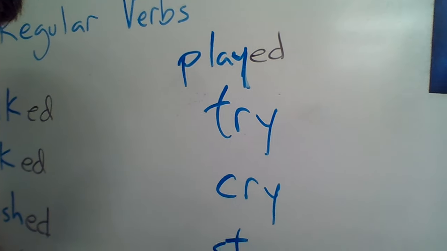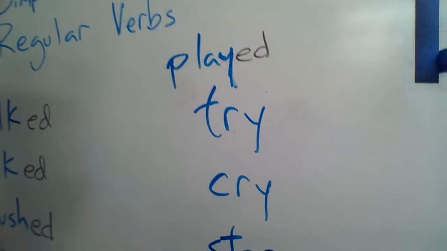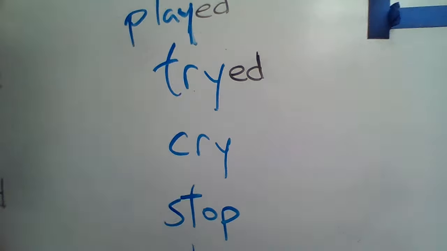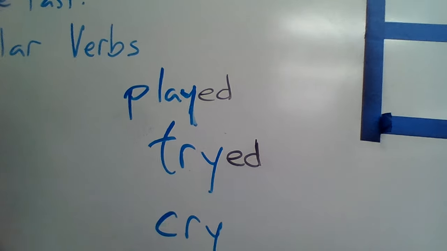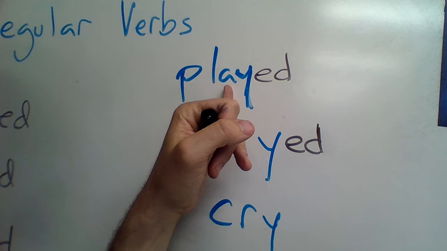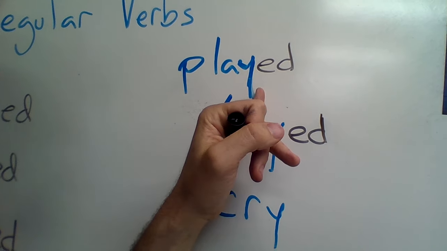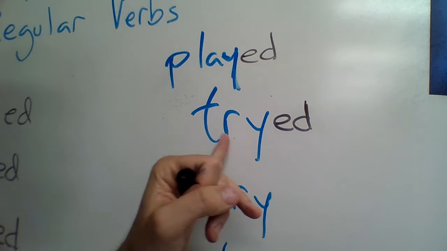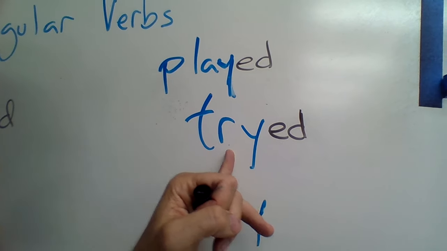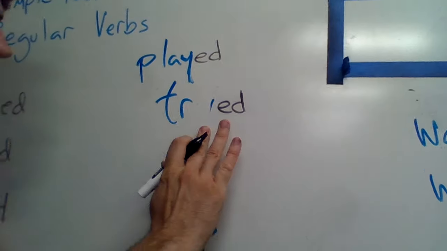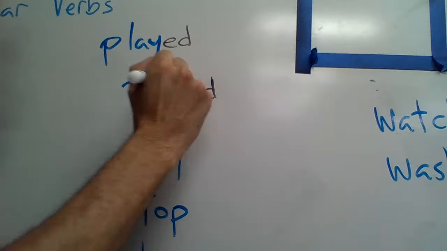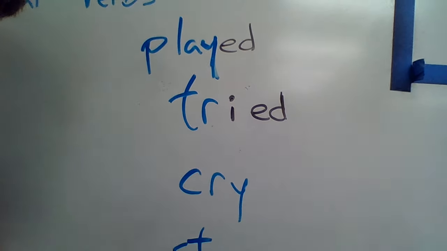Now, I want to show you something. This next one is a little bit tricky. A lot of students will think, oh, just add ED, it's a regular verb. This is not correct. If you notice played, the letter A is a vowel sound. So if it's a vowel and a Y, just add ED. But over here, this R is not a vowel, it's a consonant. So if it's a consonant and Y, what we do is we kill the Y, and we add IED. You need to memorize that one.